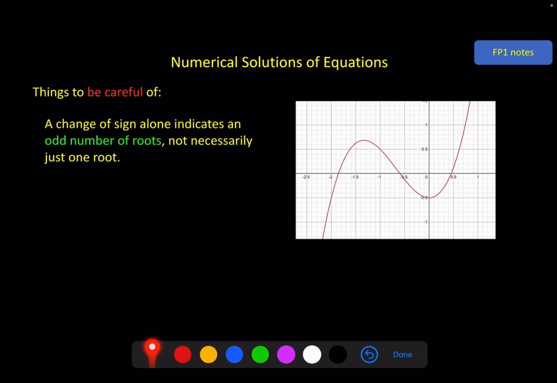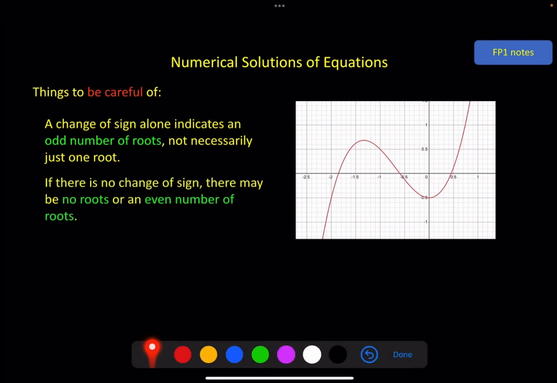In a similar way, you need to be very careful if you don't see a change of sign and you don't have access to the graph. You can't be sure that that means there are no roots, because it might mean that there's an even number of roots. Let's take this graph here again for an example. If you look at minus 2, you get a negative answer. If you look at 0, you get another negative answer. And you might imply, oh, there are no roots there, it's on the same side. But actually what's happened is it's crossed over and then it's crossed back, and you end up with 2 roots.